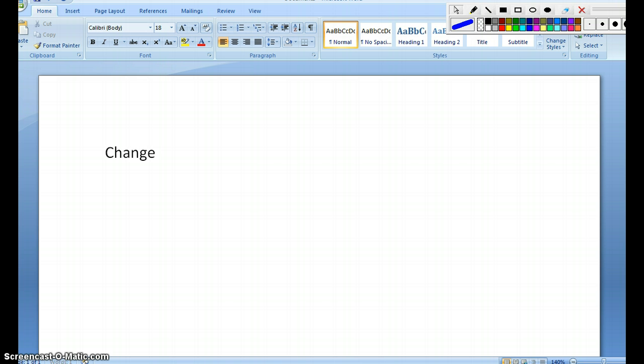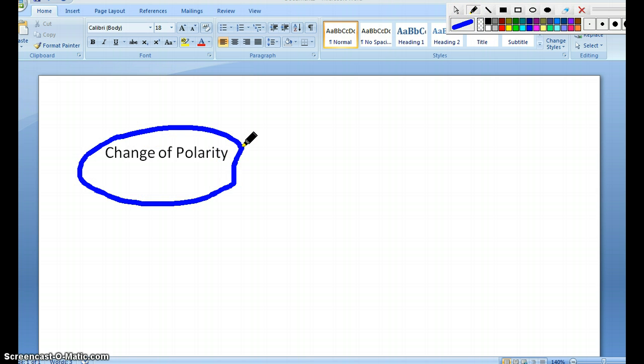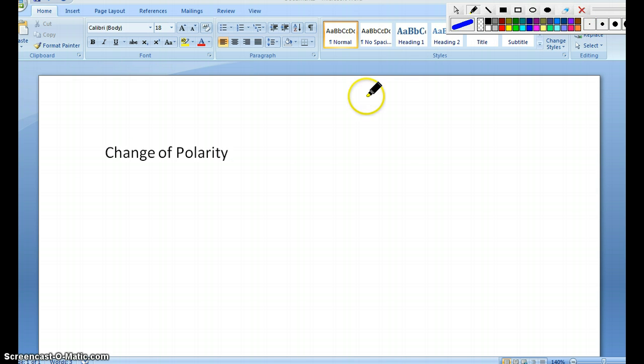Today I'm going to be covering a slightly more advanced topic, but all the same, pretty simple. It's called change of polarity. We've covered support, we've covered resistance, we've covered breakouts, we've covered breakdowns. So today we're going to be covering change of polarity. So what is change of polarity?